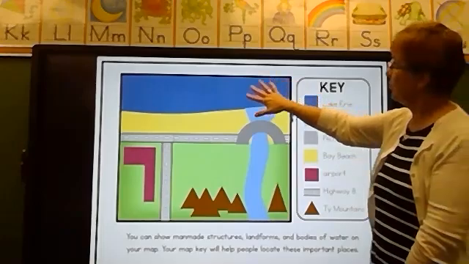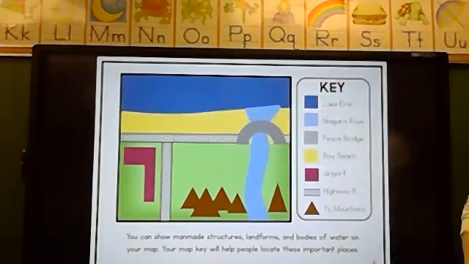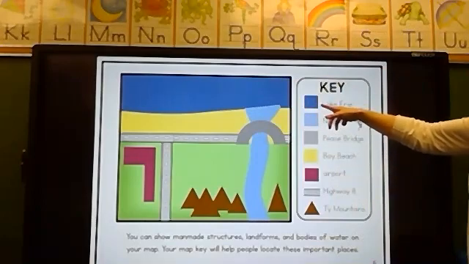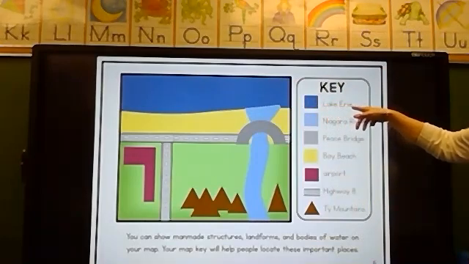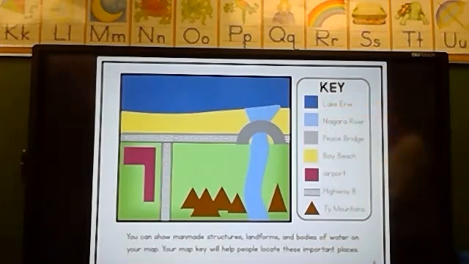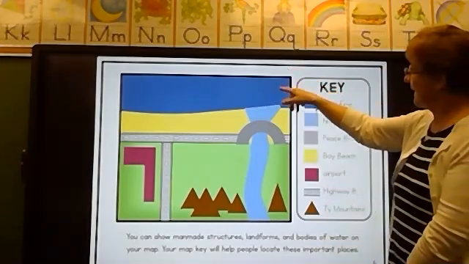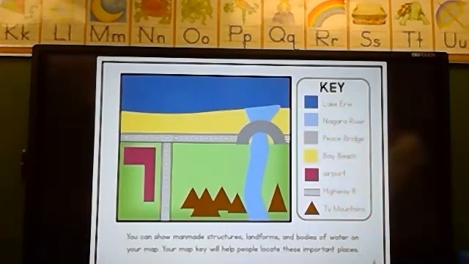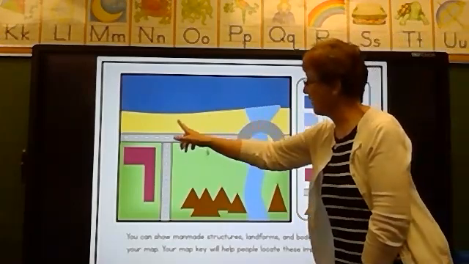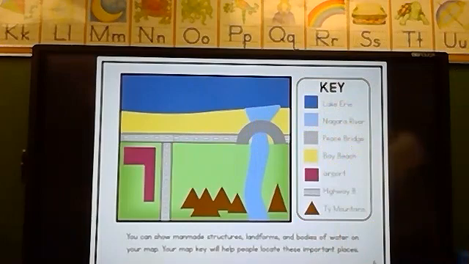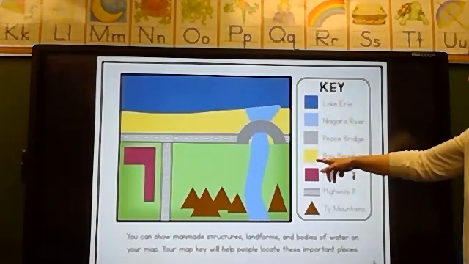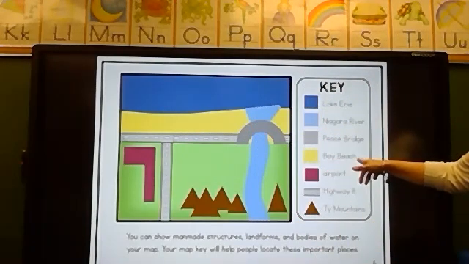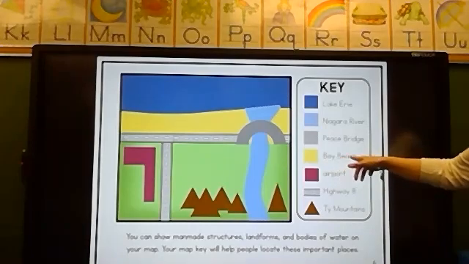And I see this blue up here, lots of blue. I'm gonna come on over here, find that blue on the map key, and yeah, it's Lake Erie. So I have Lake Erie, and I have the Niagara River. I wonder what this yellow area is. The way I find out, come and find that color on my map key. Can you tell me what it is? You're right, it's Bay Beach.